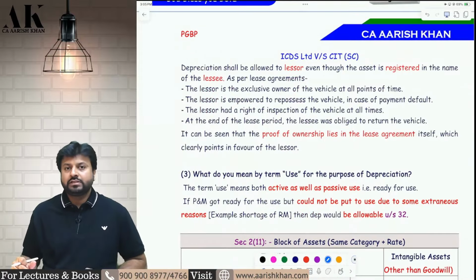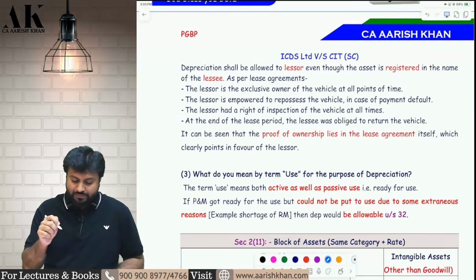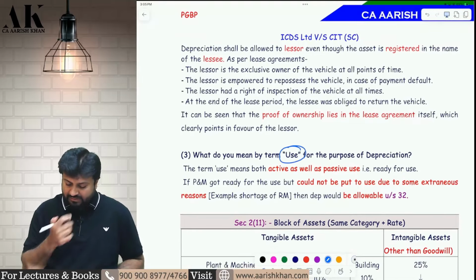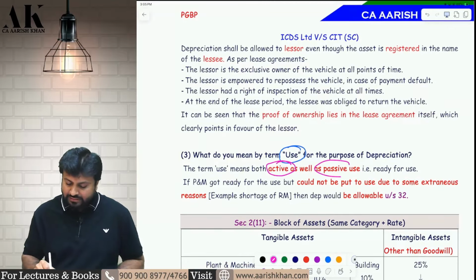Now there is a beautiful judgment of the Supreme Court on depreciation: ownership only, and use only. Before that, I would like to explain one more term which is necessary to claim depreciation. That is, if you want to claim depreciation, you need to use the asset. Now, what do I mean by the term use? Use means active use as well as passive use.